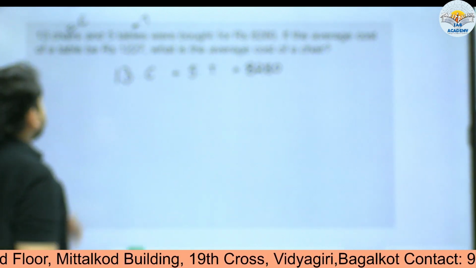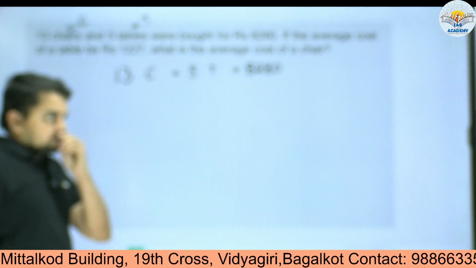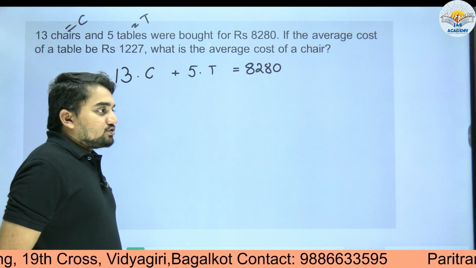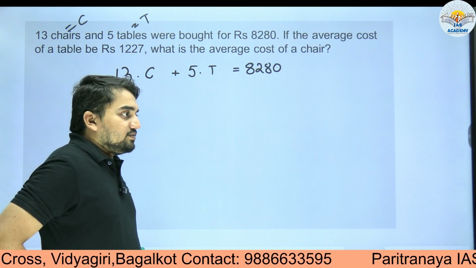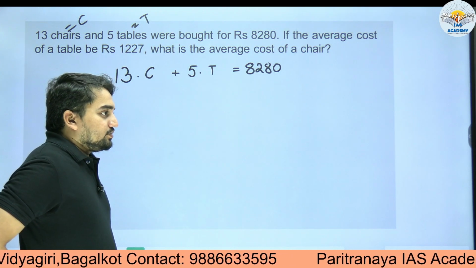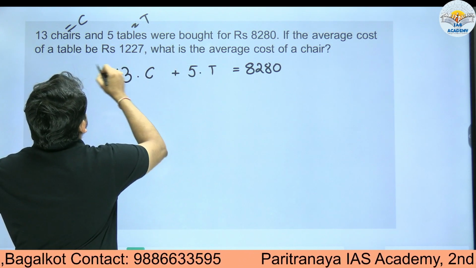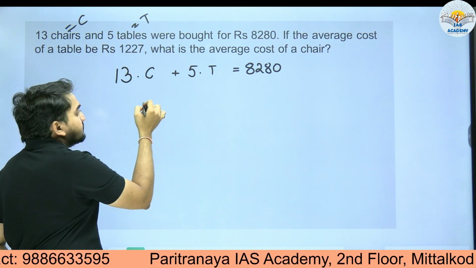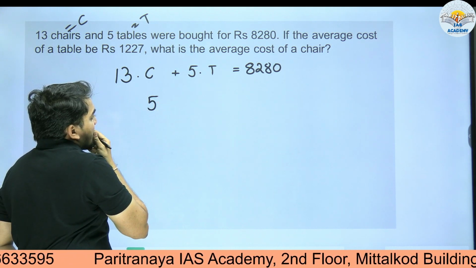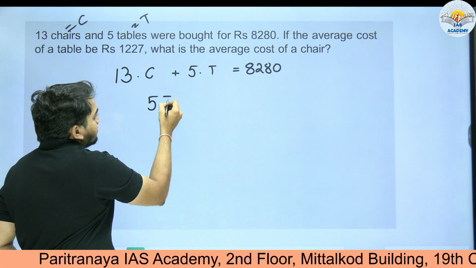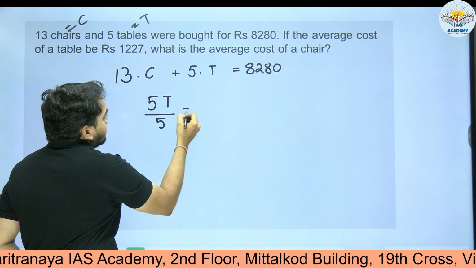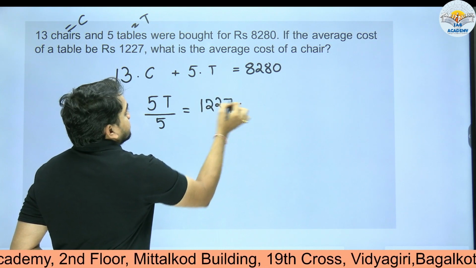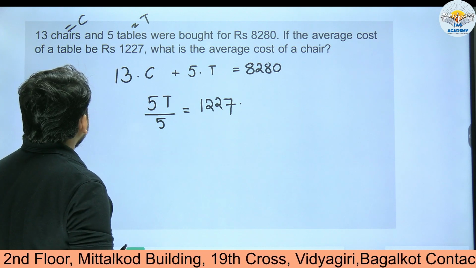If the average cost of a table is rupees 1227, that means the average cost of a table. So how many tables are there? We have 5 tables. Sum of 5 tables divided by 5 is equal to 1227.